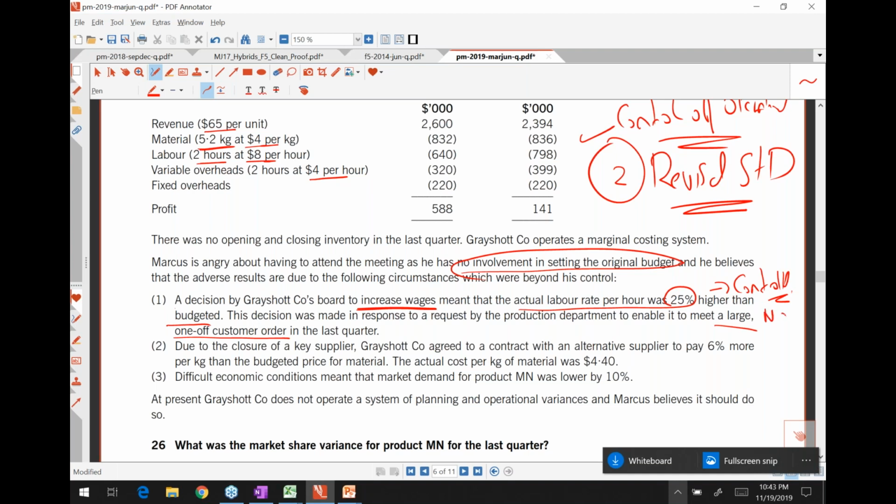So, no revision. Second, due to closure of a key supplier, the company agreed to a contract with an alternative supplier to pay 6% more per kg than the budgeted price for material. The actual cost per kg was 4.4.